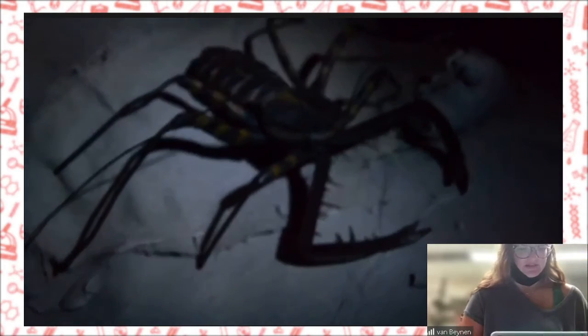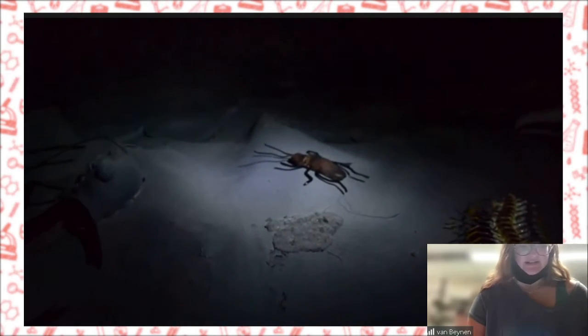This is the whip scorpion. The whip scorpion has long antennas that help them find prey in the dark. The scorpions are also nocturnal hunters, but are not poisonous or dangerous to people. Cockroaches are scavenger bugs and like to feed on guano, aka bat droppings.